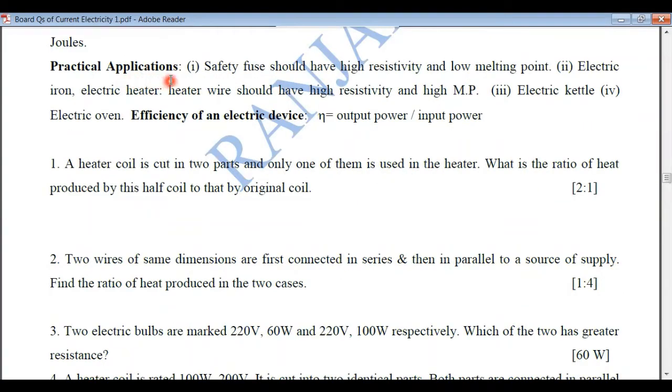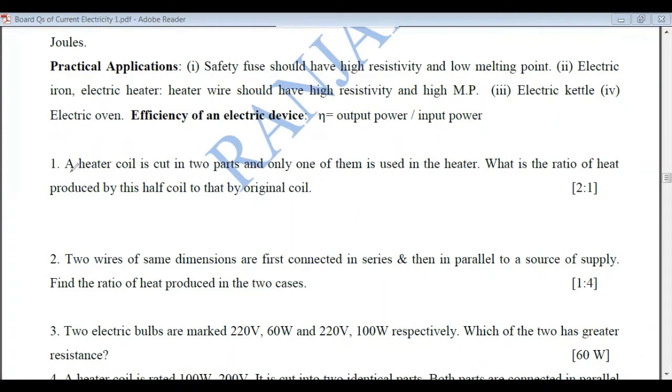Next is practical applications. The first one is in safety fuse, which should have high resistivity and low melting point. In electric iron, electric heater, the heating wire should have high resistivity as well as high melting point. In electric kettle, in electric oven. Okay, and efficiency of any electric device is given as output power upon input power.